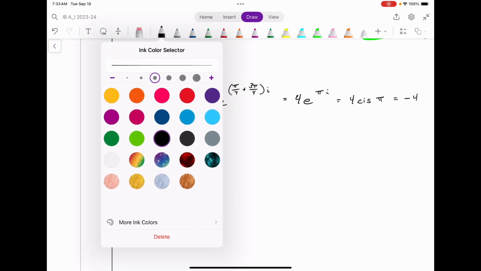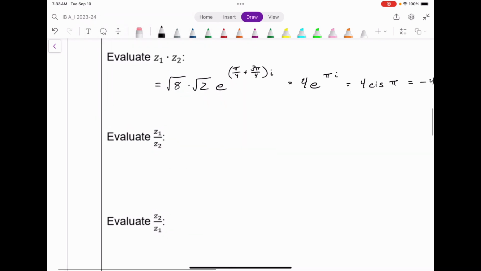If I divide one by the other, it's quite similar. So first I would divide my two moduli. If I were going Z1 divided by Z2, it'd be root 8 divided by root 2 times e, and then I'd subtract. Of course, the order matters, so in this case, it'd be pi over 4 minus 3 pi over 4 times i. And root 8 divided by root 2 is the same as root 4, or just 2, times e, and pi over 4 minus 3 pi over 4 is minus pi over 2, so minus pi over 2 times i.